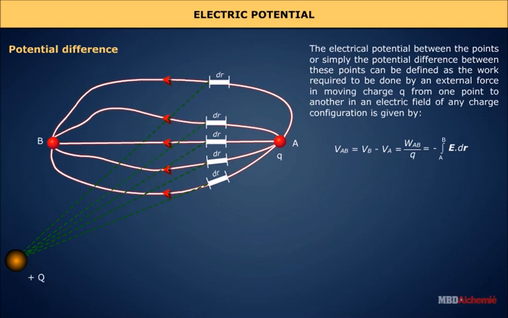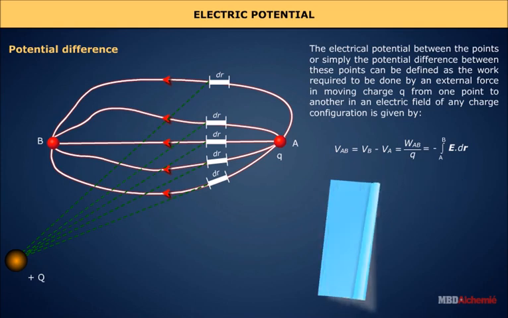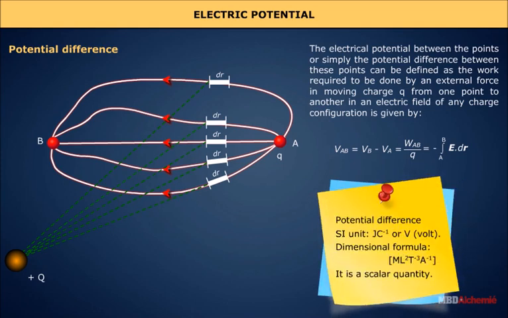V_AB is equal to V_B minus V_A, which is equal to W_AB by Q, and thus can be written as negative of integral A to B E dot dr, where W_AB is the total work done by the external force in moving the charge. F_ext is equal to negative of charge Q multiplied by external electric field E. Here this negative sign indicates that the work done against the electric force gets stored as potential energy.